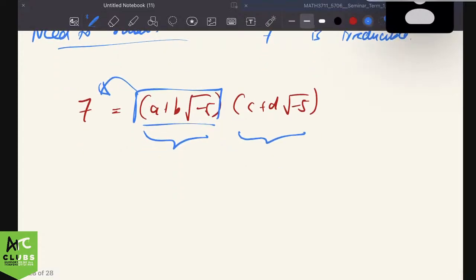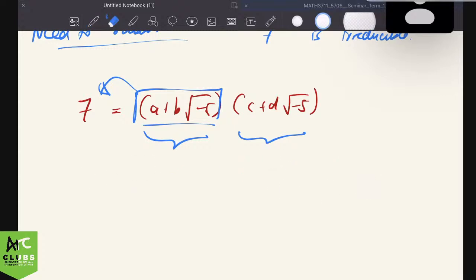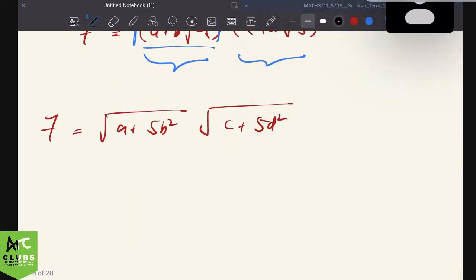What we can generally do is expand this out, so we'll get ac minus 5bd plus ad plus bc, square root minus 5. That gets quite complicated actually. So another method, if that doesn't work, is to use a modulus, because I was already seeing that was getting a bit complicated. So we can take the modulus of both sides. So 7 equals square root of a squared plus 5b squared, times square root of c squared plus 5d squared. And then we'll square both sides just to make it more simple: 49 equals a squared plus 5b squared times c squared plus 5d squared.